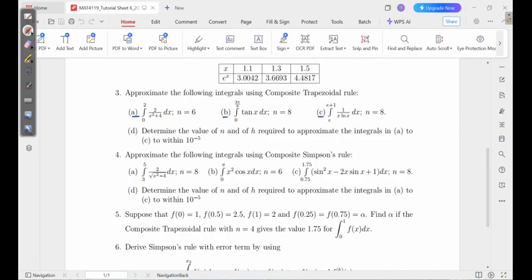Then the second part is D, which says determine the value of n and h required to approximate the integrals in A to C, on all of them, to within the margin of error that we are given, that is 10 to the power negative 5.